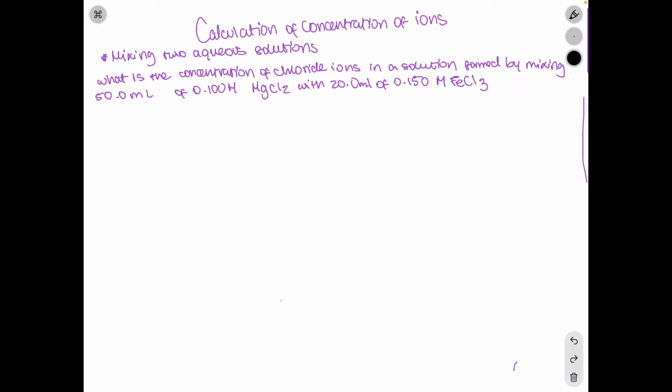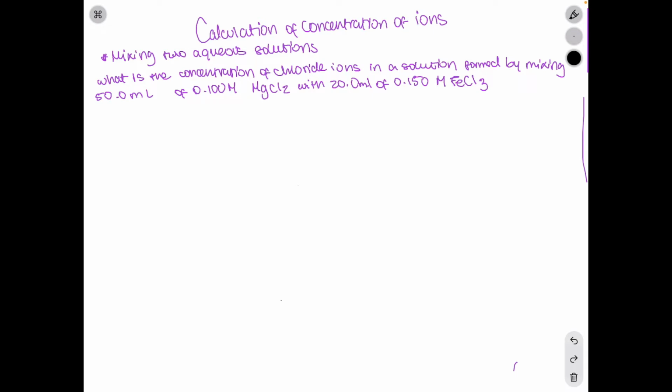So the example today would be, what is the concentration of chloride ions in a solution formed by mixing 50.0 ml of 0.100 molarity of magnesium chloride with 20.0 ml of 0.150 molarity of iron chloride.